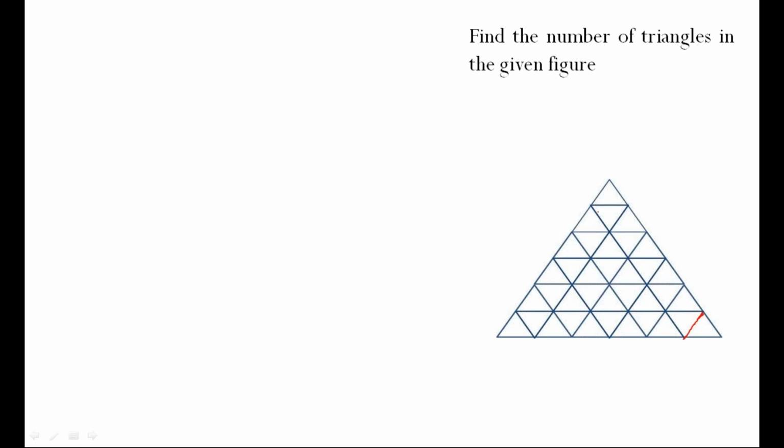Fine, here what is the number of layers? So 1, 2, 3, 4, 5, 6. So the number of layers is 6. So what is the number of triangles from this? As it is an even number, is it 6, right? So 1, 2, 3, 4, 5, 6. Okay, fine, good.